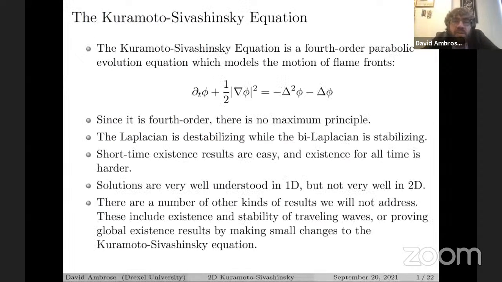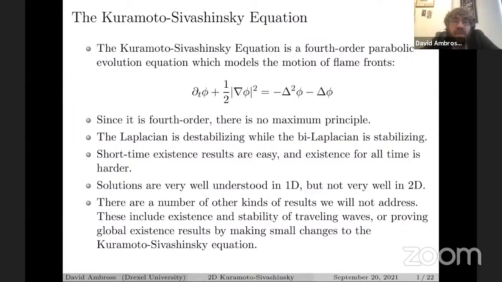Okay, so the Kuramoto-Sivashinsky equation is easy to state. It's a fourth order parabolic evolution equation. It can model various physical phenomena, such as pattern formation in reaction diffusion equations, directional solidification, thin film flow down an inclined plane, the motion of a thin bit of fluid going down an inclined plane. But it's most famous, I think, as a model of the motion of flame fronts in premixed flames.